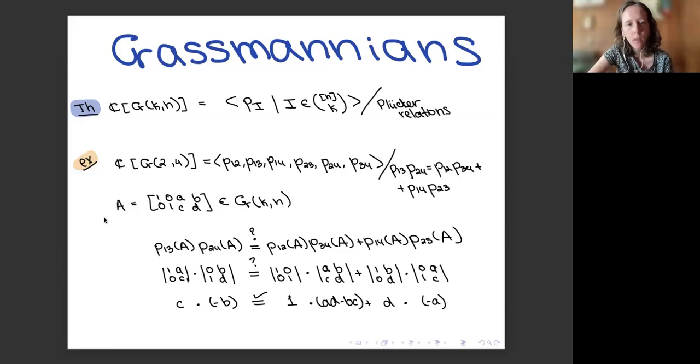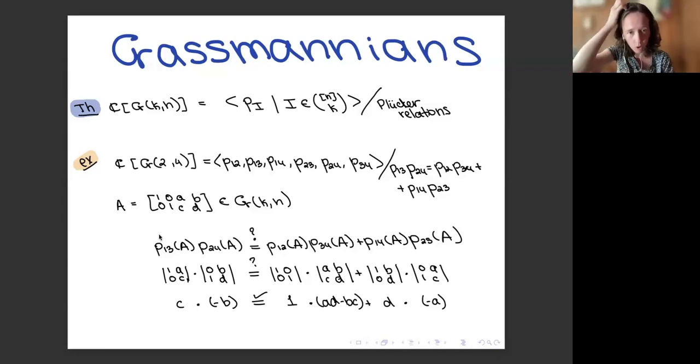But for example, you can look at a matrix A. Let's say A has this structure. Okay, it is indeed an element of GR 2, 4. We see it is full rank, so it does give an element of GR 2, 4. And so, for example, you want to check whether this relation is satisfied whenever you apply it to this matrix A.